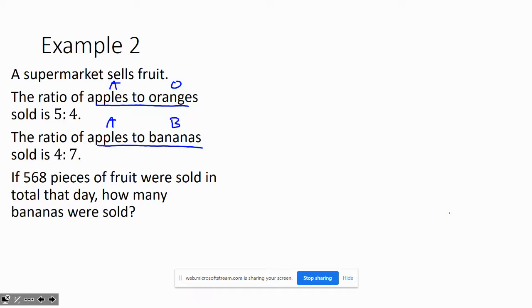So the ratio of apples to oranges sold is 5 to 4. Well, that's equal to 5 to 4, keeping things in line because the 5 is first and the apples are first. The ratio of apples to bananas is a separate ratio, so I'm going to write this over here. Apples to bananas is 4 to 7. That's what it says in the question.